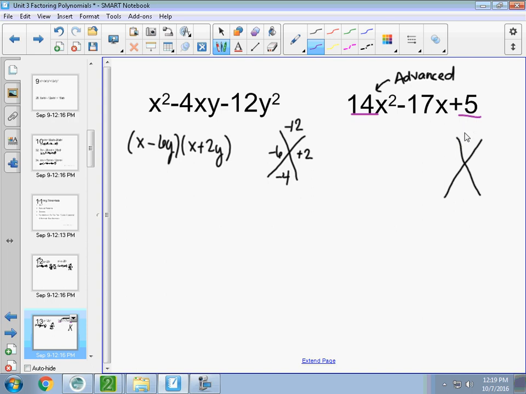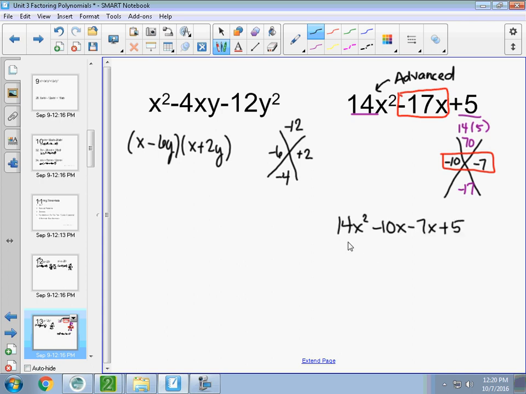So 14 times 5 is 70. So I need two numbers that multiply together to give me 70. Still going to add together to give me negative 17. So multiplying to get 70, adding to give me negative 17 would be negative 10 and negative 7. This next step is the added step that we have, and it's rewriting. I'm going to take the number negative 17x, and I'm going to rewrite it as negative 10x and negative 7x. This will allow me to have 4 terms instead of just 3.